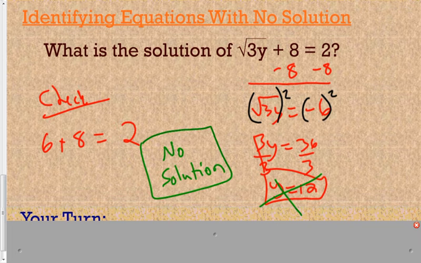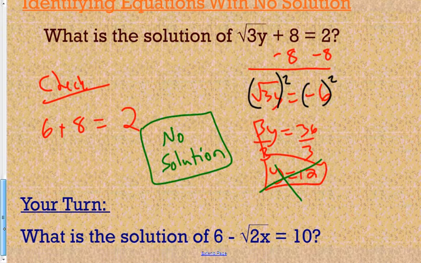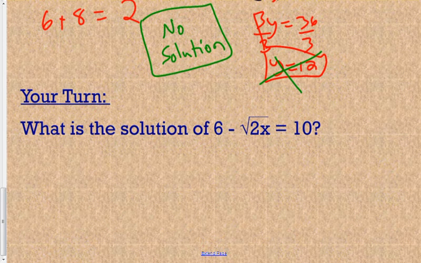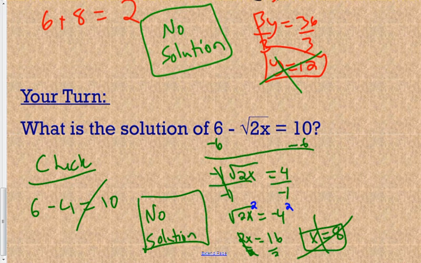So why don't you try it? Same idea here. See what happens when we solve for 6 minus square root of x is equal to 10. You can go ahead and pause it.